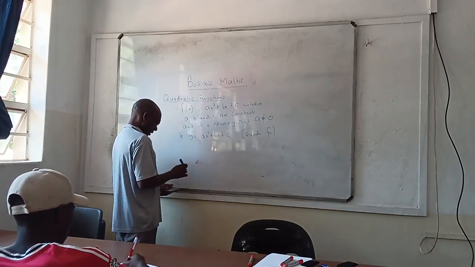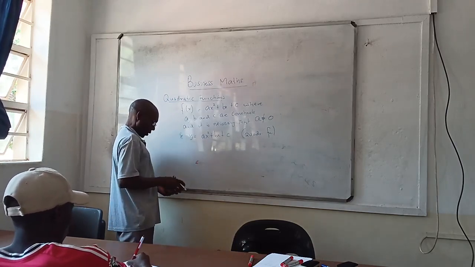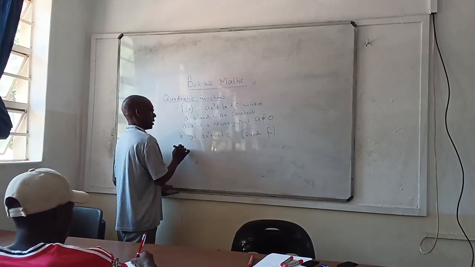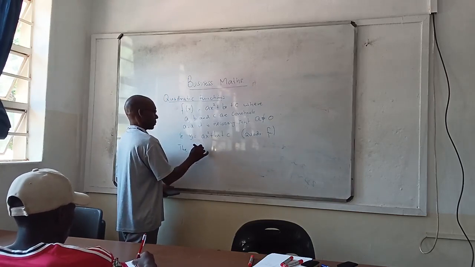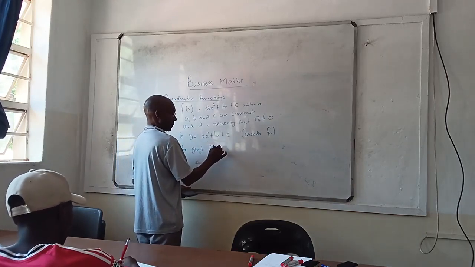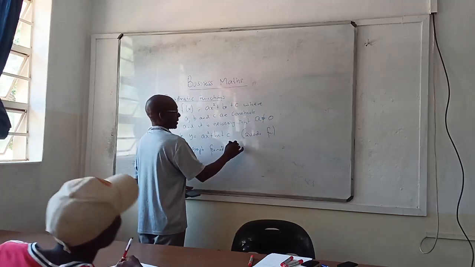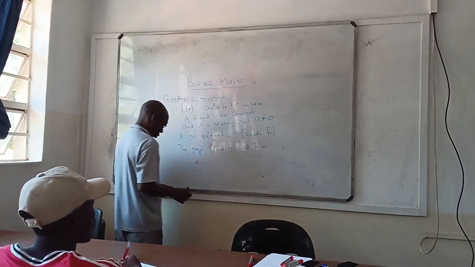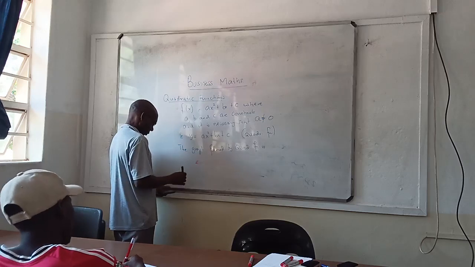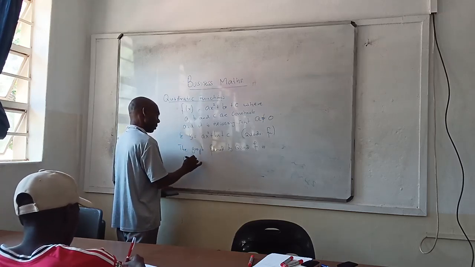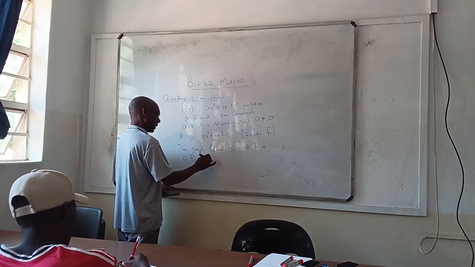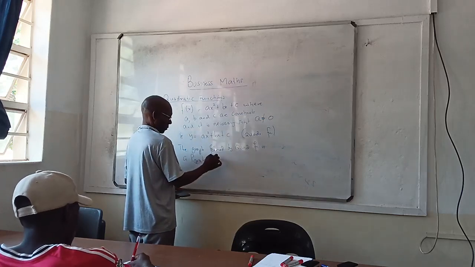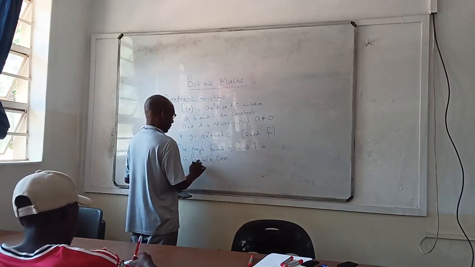But the graph that is formed out of this quadratic function is what is called the parabola curve. So the graph formed by a quadratic function is what is called a parabola type, or parabola curve.